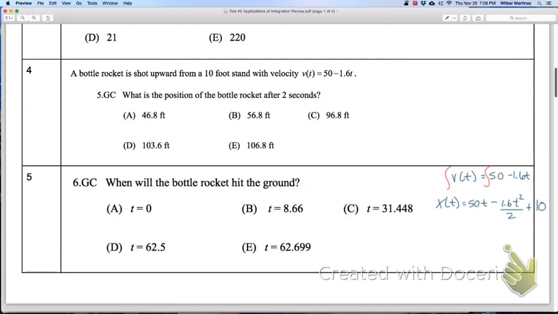So plus 10. Now, if I want to know when my bottle rocket hits the ground, from my picture that I drew earlier, I essentially want to know where my position is equal to 0. So if I can solve for where this equals 0, I can figure out where my bottle rocket hits the ground. Now, I'm going to go ahead and use a calculator for this, and essentially I'm just going to put this function into my calculator and look at the graph of it, and then from the graph I am going to determine where the zeros are.